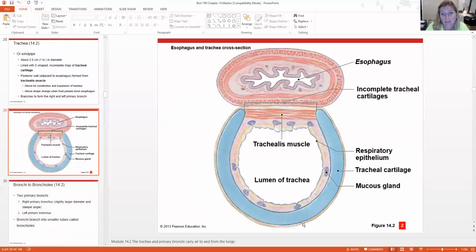There you can see exactly what I was trying to show you with my hands, which is the C-shaped ring of the tracheal cartilage and our muscular esophagus on the posterior side.